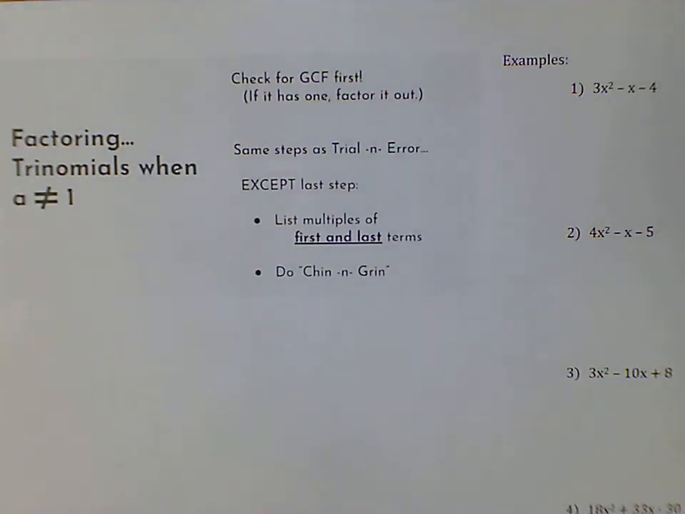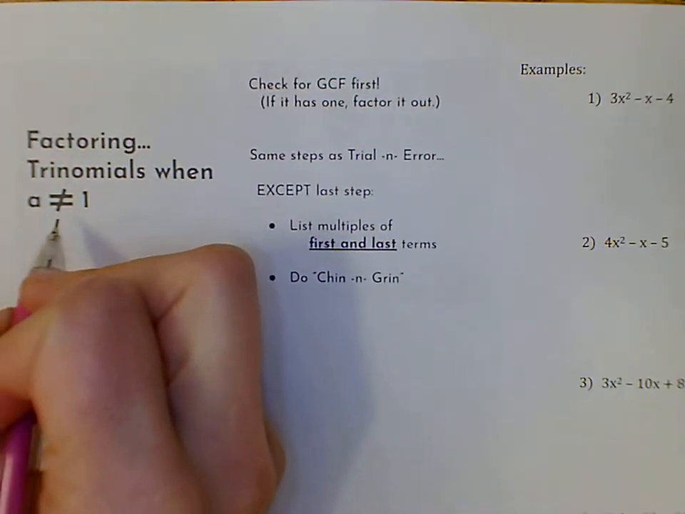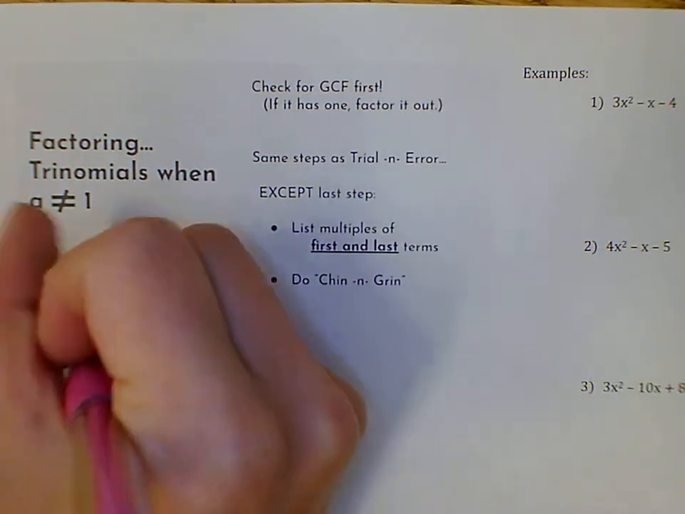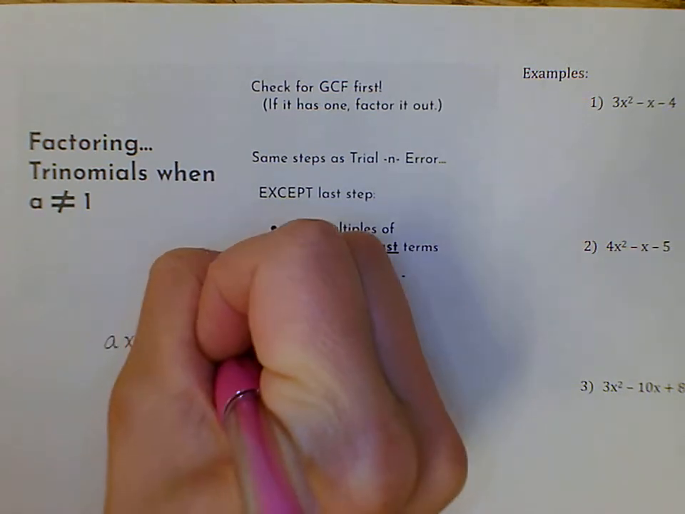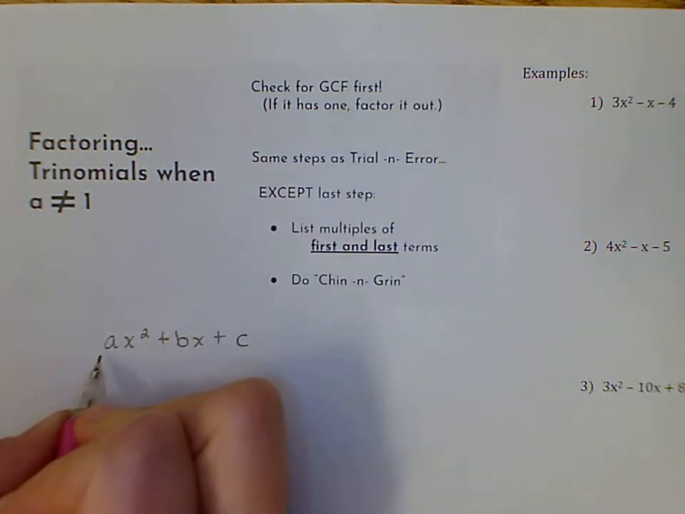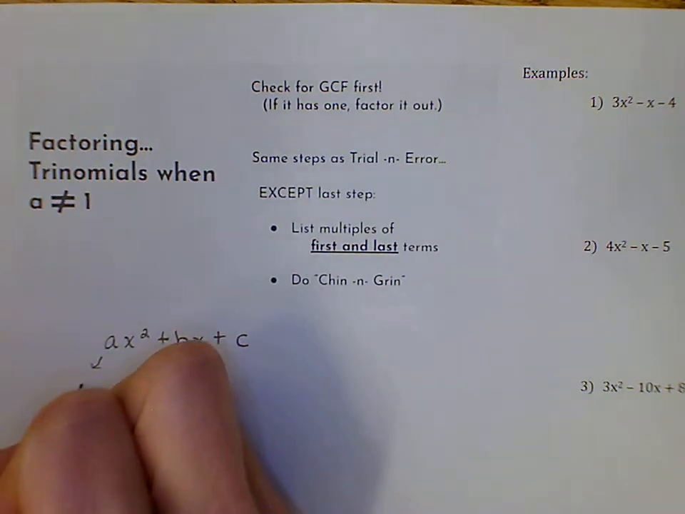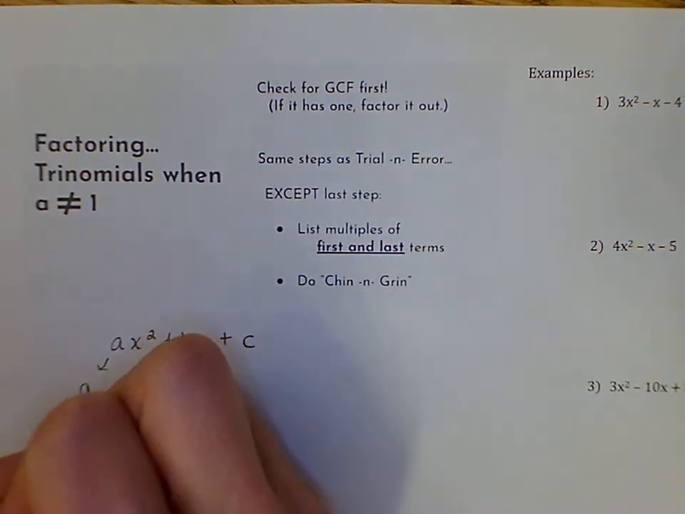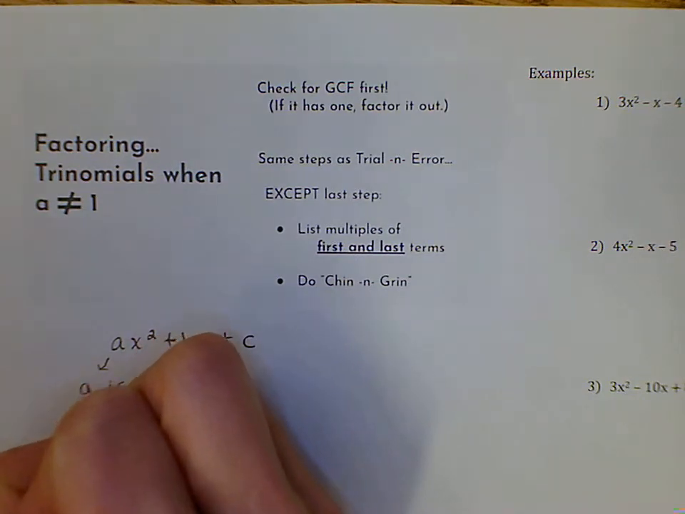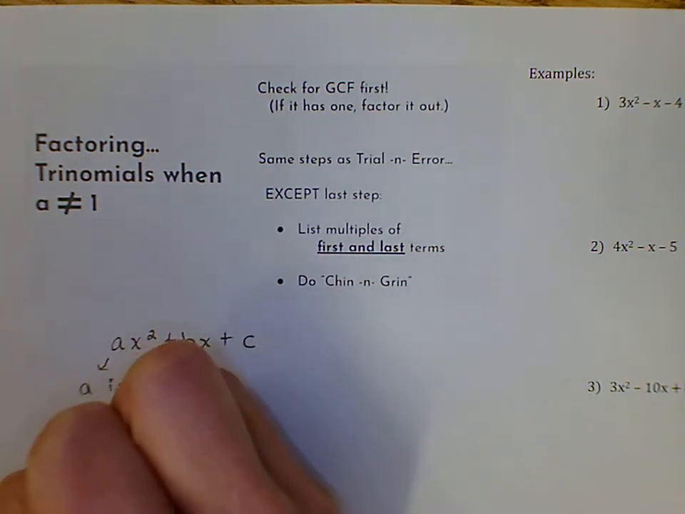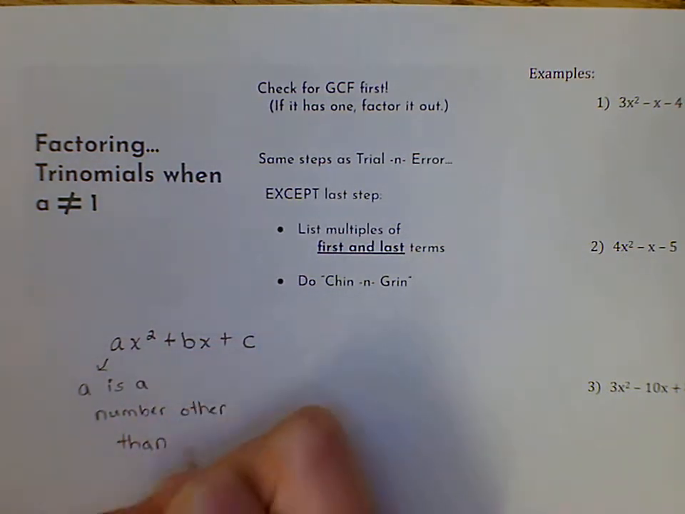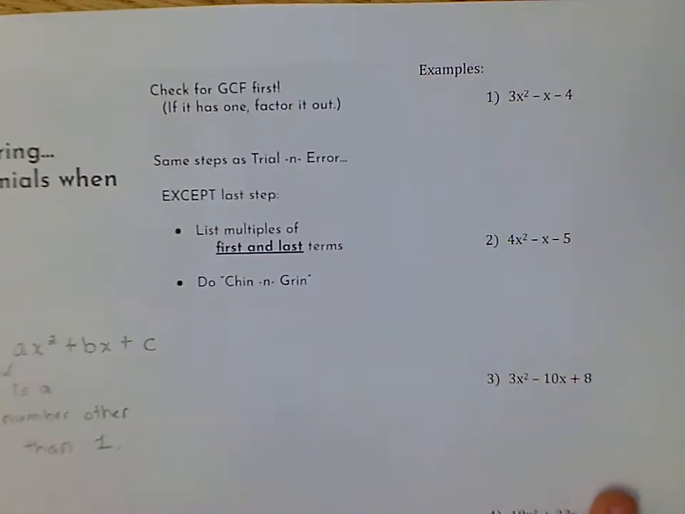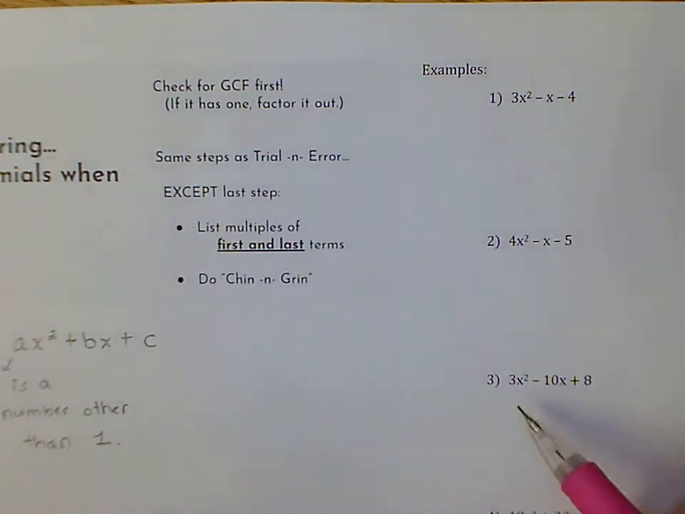So the last thing that we're going to talk about today is how to factor trinomials when the number that's in front of the x squared is not equal to 1, okay? So these problems, remember, you were factoring quadratics, so they're going to look kind of like that form. But we're talking about what to do when a is some number other than 1. So a in these problems is a number other than 1. Okay, so if you look at the examples, you'll see that you have a number in front of the x squared that's not 1.